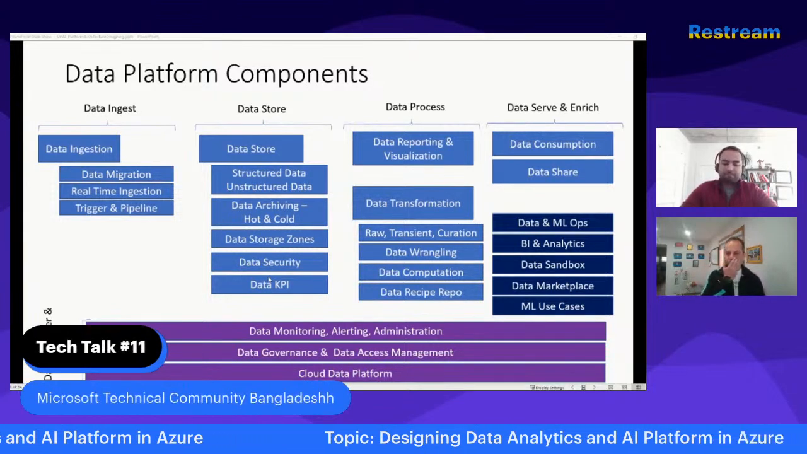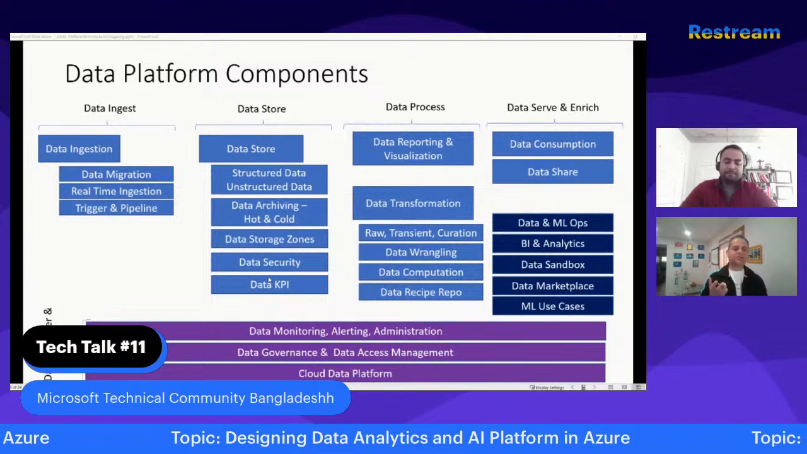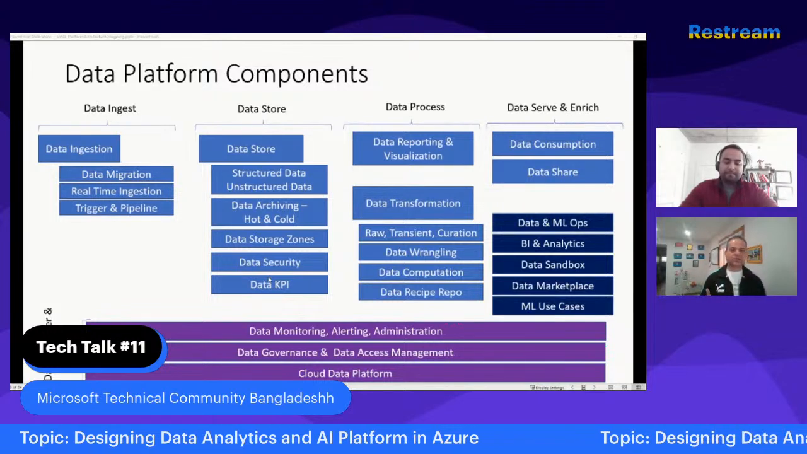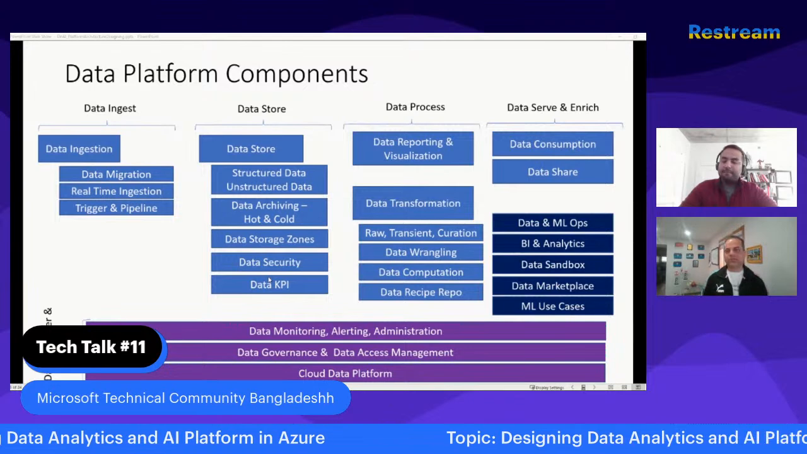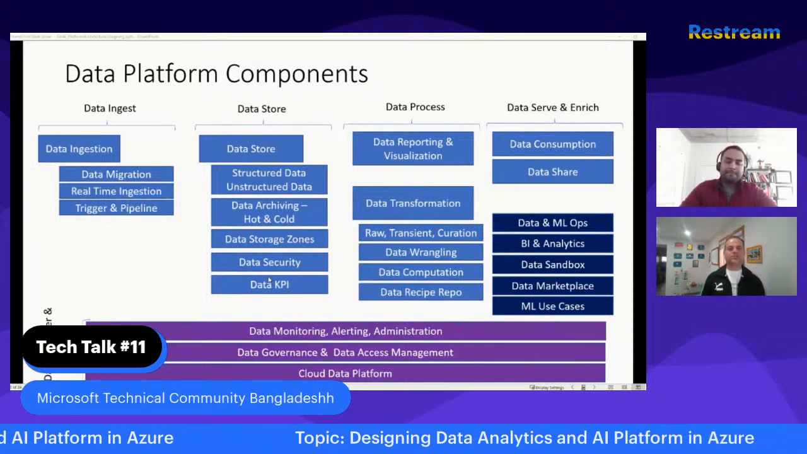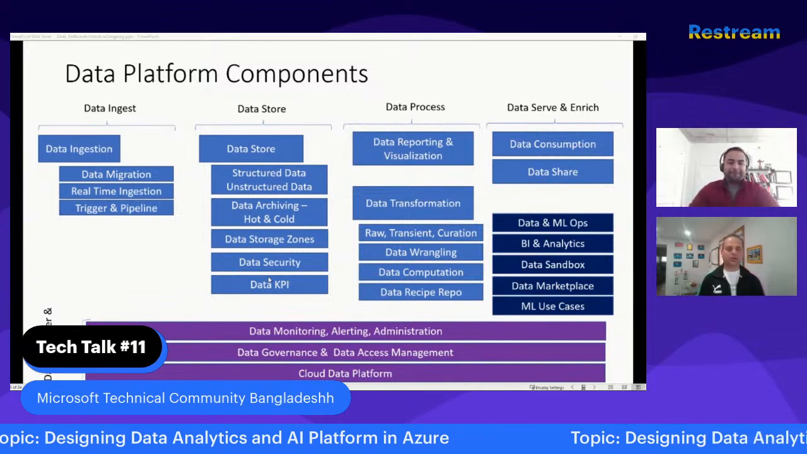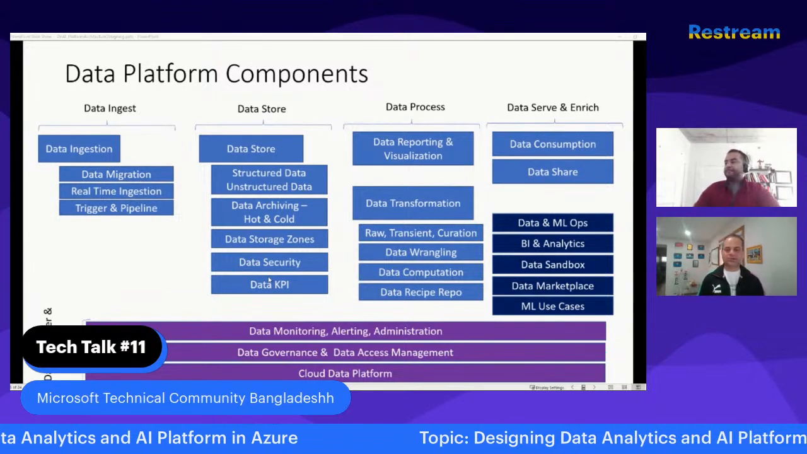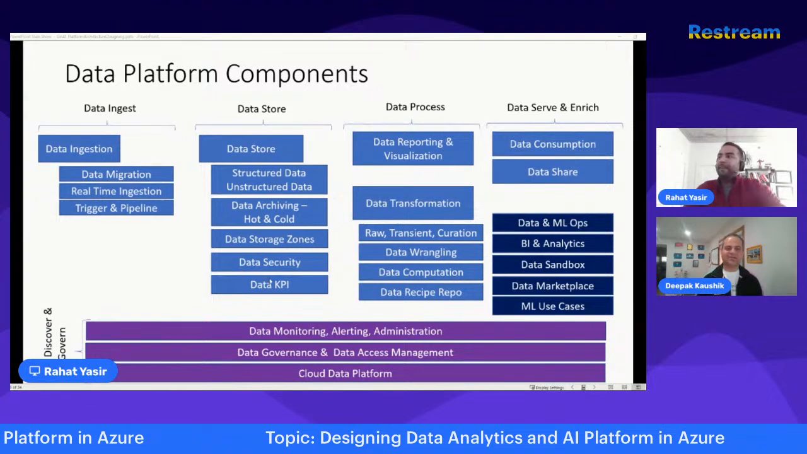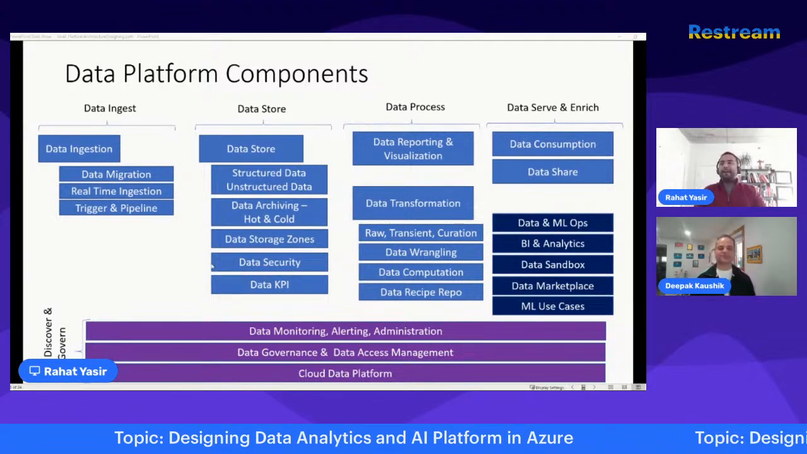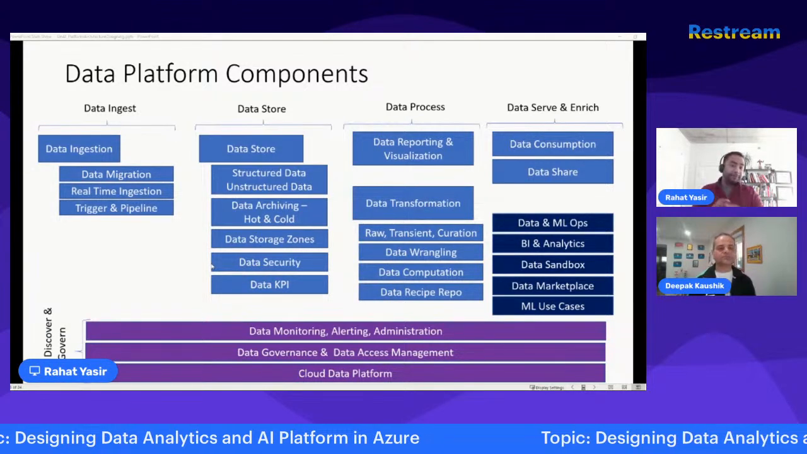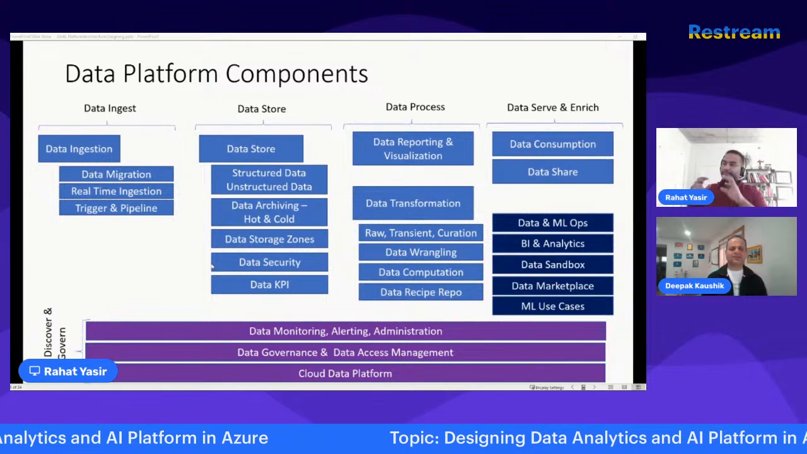So the answer to your question is, yeah, it's a combination of various things. For one of the power clients, we implemented Azure Lighthouse, which is incredible for security and governance. So it depends on the need. Thank you so much.